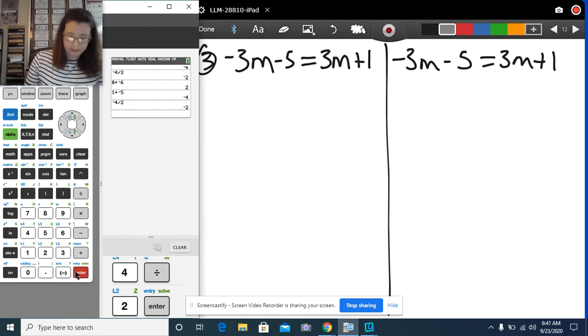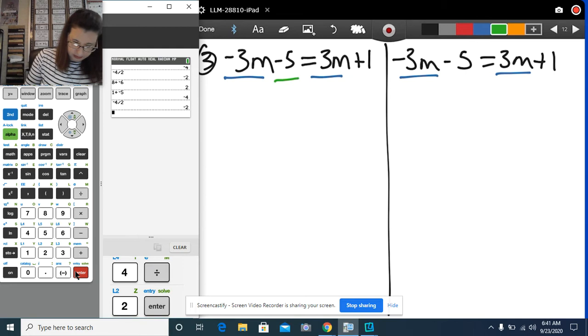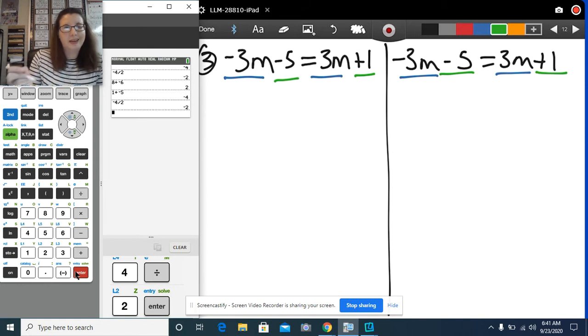Let's go to problem 3. I'm going to split my variables, and I'm going to move my constants together. Now, anytime we are moving constants or variables, we pay attention to the sign in front of it. That subtraction sign says I'm adding a negative number. So it's important to pay attention to that.